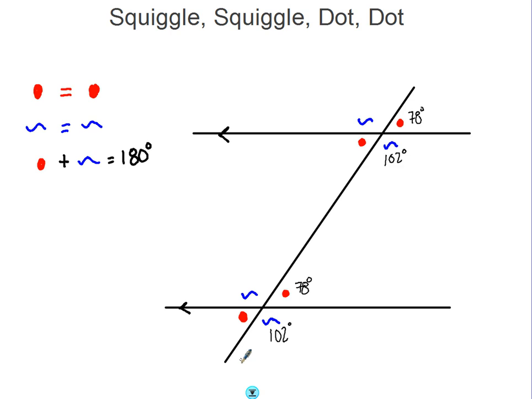So I can look at that example here. I have a squiggle and a dot right next to each other, 78 plus 102, that adds up to 180 degrees. Alright, so that hopefully is a little reminder of helping you figure out squiggle, squiggle, dot, dot, and hopefully that will help you with some of your homework problems and other problems you see on tests and quizzes.